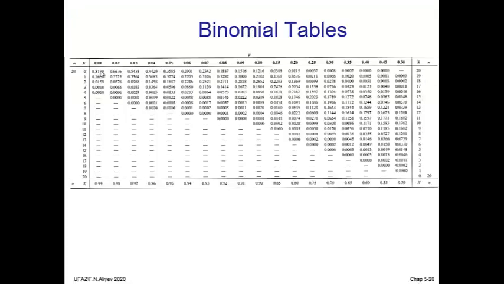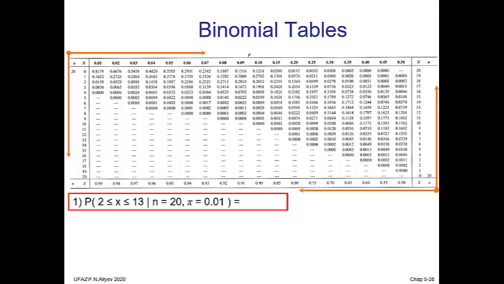Now let's consider the case with double inequalities. This is the table where we have the number of trials 20. Suppose this question: x between 2 and 13, both of them included, and n = 20, and π = 0.01. You see, we should start adding from 2 till 13, this part, from 2 to 13. Add up all these probabilities, and the answer will be 0.0169.